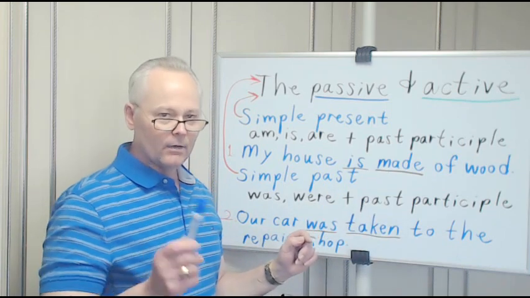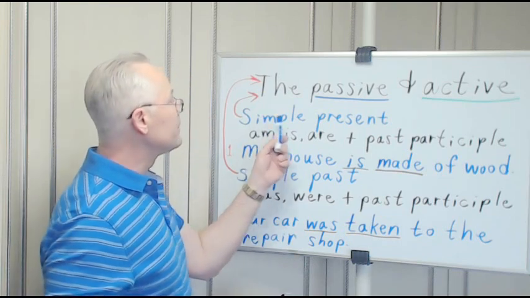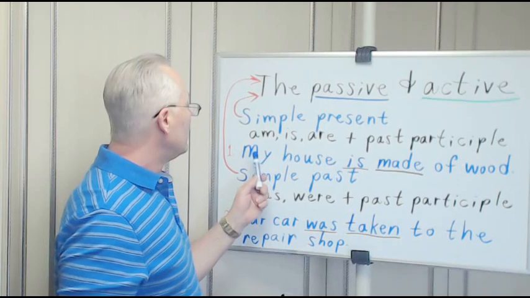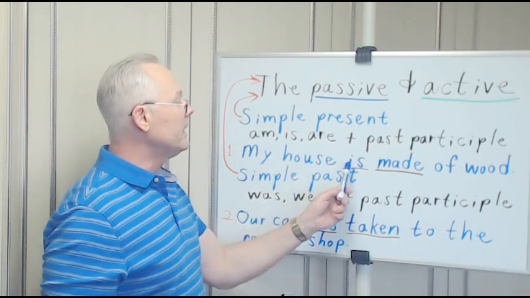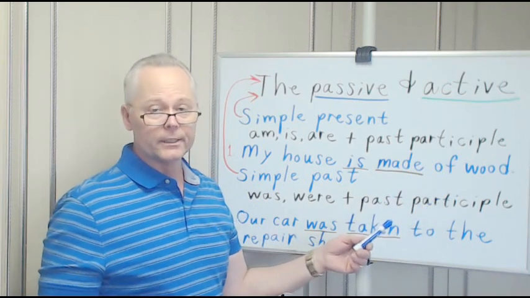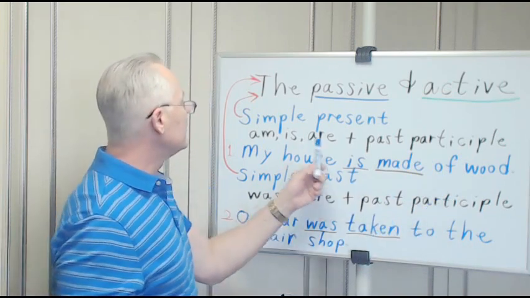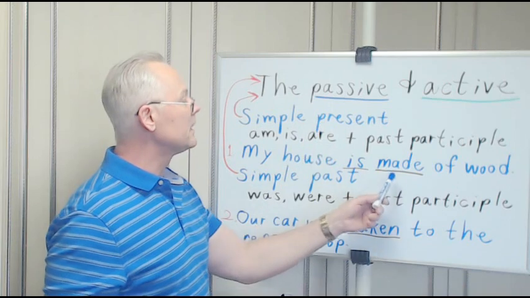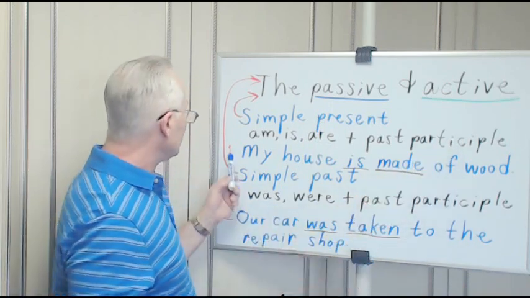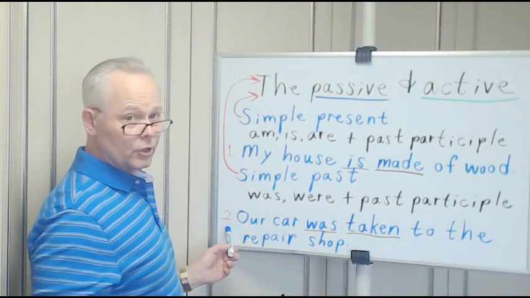All right? Now, here we are. Simple present. Simple present means now. My house is made of wood. We have is, simple present, made, past participle. Okay? Sentence number one, sentence number two.